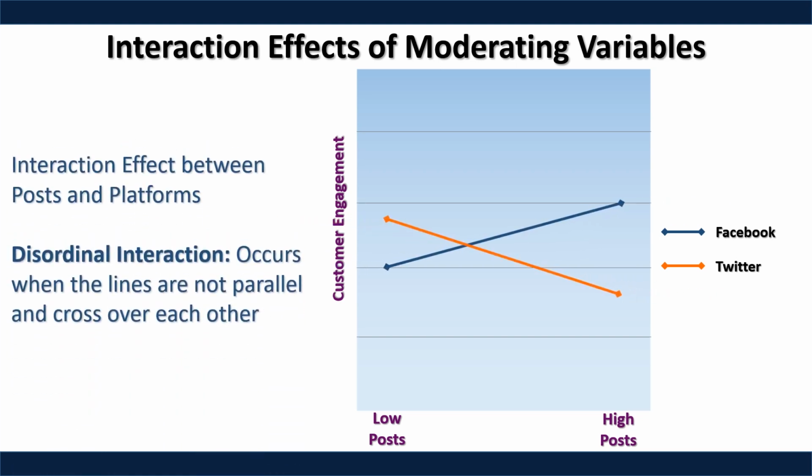The last image here is of a disordinal or crossover interaction. You can see intervening differences specific to social media platforms. For Twitter, customer engagement is higher with lower numbers of company posts than higher posts. But for Facebook, these differences are exactly the opposite. Customers seem to be more engaged with higher numbers of company posts than with lower posts. This is yet another example of an interaction effect.